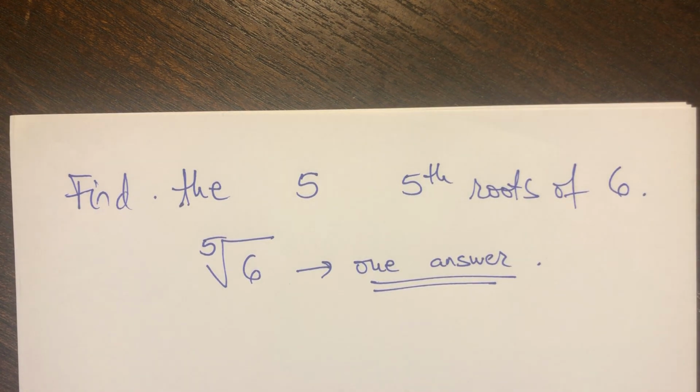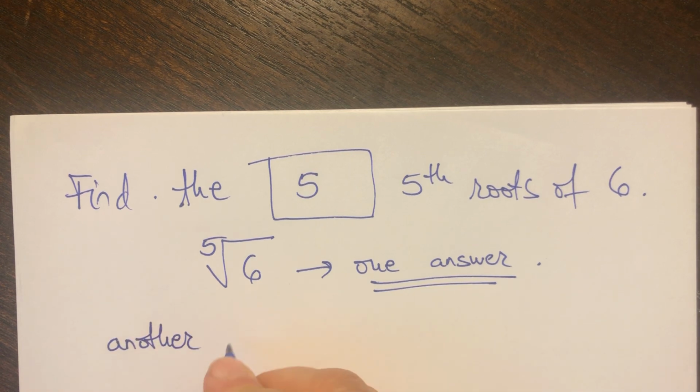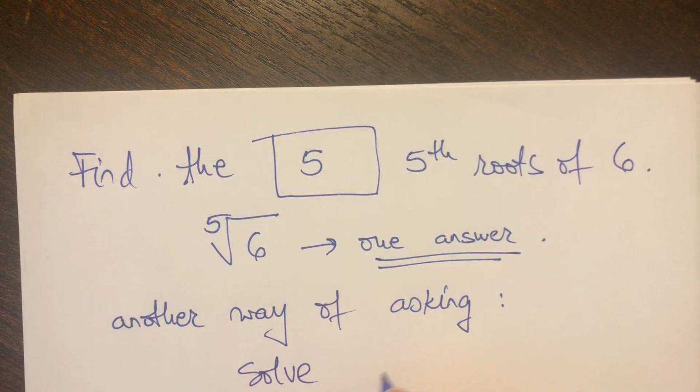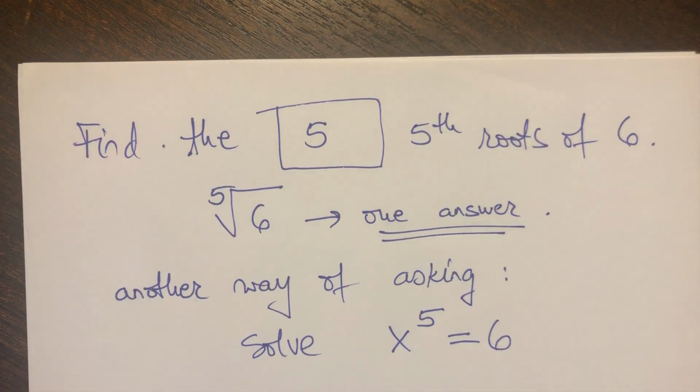And that one answer is whatever your calculator says, 1 point something, something, something, right? But apparently, how many 5th roots will this number have? 5. The other 4 have to be imaginary. So that's really another way of asking this question. What if I'm asking you to solve this equation? x to the 5th is equal to 6, right? Now, x to the 5th is equal to 6 should have 5 solutions, right? It's a 5th degree equation.